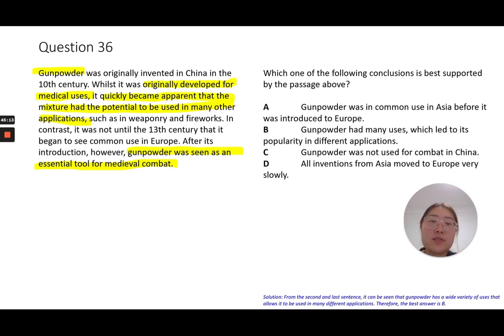Okay, so best supported would be option B. Many uses, okay, links to the potential to use in many other applications. Again, popularity in different applications directly links to this part as well. So 2 links again, which is a very good amount for this question. B is the correct answer here.